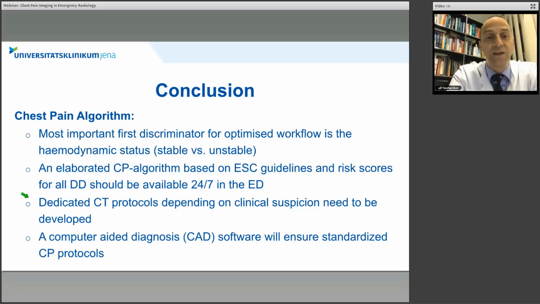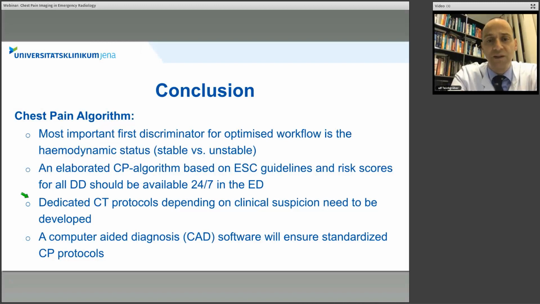An elaborated chest pain algorithm based on the latest ESC guideline and risk scores for all differential diagnoses should be available 24/7. In the emergency department, it is totally senseless to say, well, I am only providing coronary CT between 8 and 4 o'clock during weekdays. This is something which definitely needs to be performed at the weekend too. And I think with the technology today, this is possible. And dedicated CT protocols, depending on clinical suspicion, need to be developed.